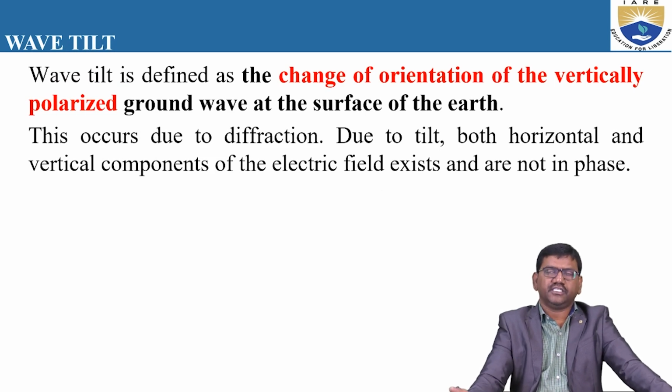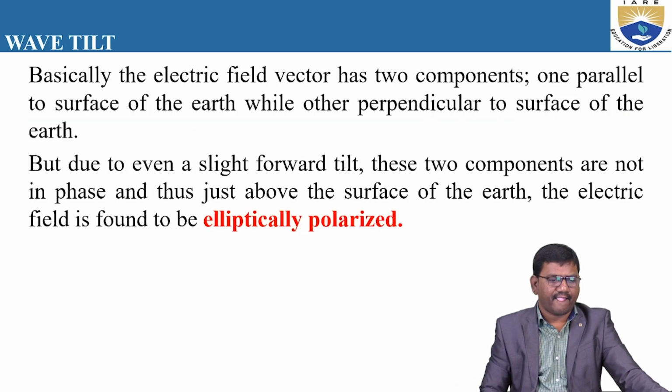Wave tilt. Wave tilt is defined as the change of orientation of the vertically polarized wave at the surface of the earth. That is, it is the orientation of the vertically polarized ground wave at the surface of the earth.